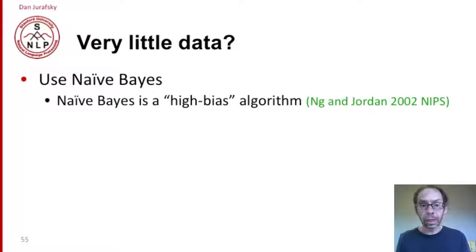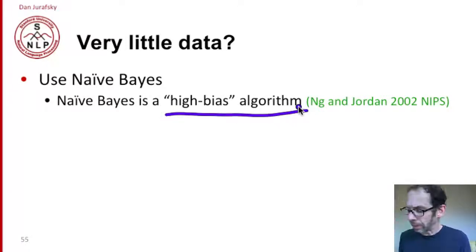What if you have very little data? Well, if you have very little data, then naive Bayes is just the algorithm for you. Naive Bayes is what's called a high bias algorithm in machine learning. A high bias algorithm is one that doesn't tend to overfit training data too badly. It trades off variance or generalization to a new test set, so it doesn't overfit too much on a small amount of data.